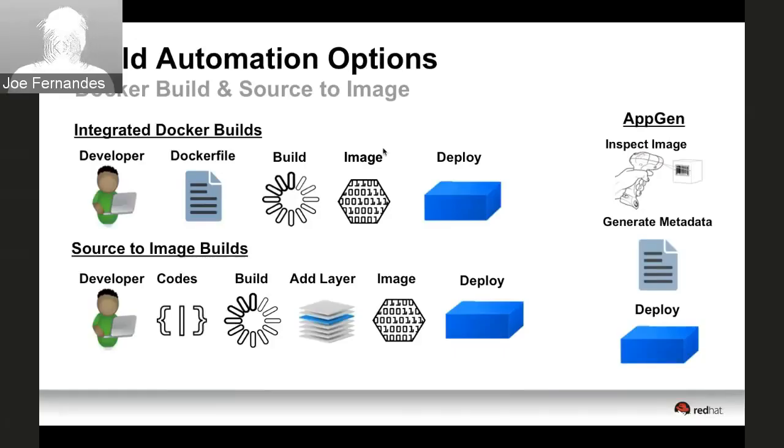And then underneath, we're working on a feature called AppGen that will allow us to inspect any arbitrary image and generate the metadata that would be required to deploy it in OpenShift and turn it into a builder image like you see below. So you can run arbitrary images or arbitrary Dockerfiles if you're using the Docker build approach. If you want to turn it into a source to image builder, we're working to make that automatic as well. So you just provide us with the image, and we'll generate the appropriate deployable image for you.